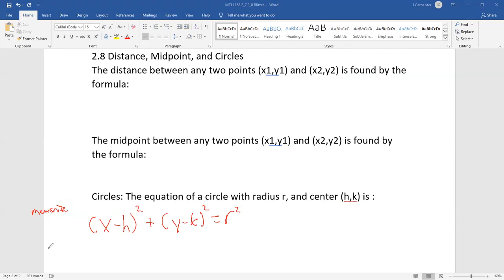Now, what you may notice is that this is similar to the distance equation. In fact, this is literally that Pythagorean theorem again, a squared plus b squared equals c squared.